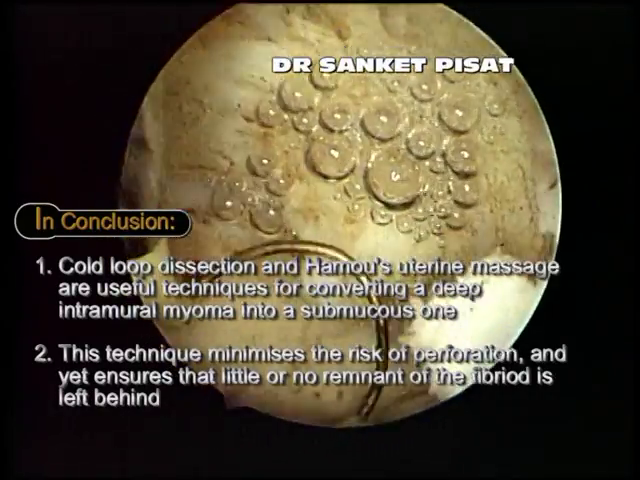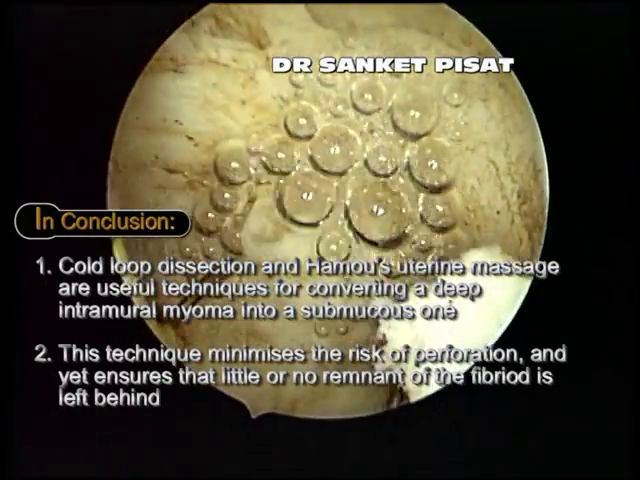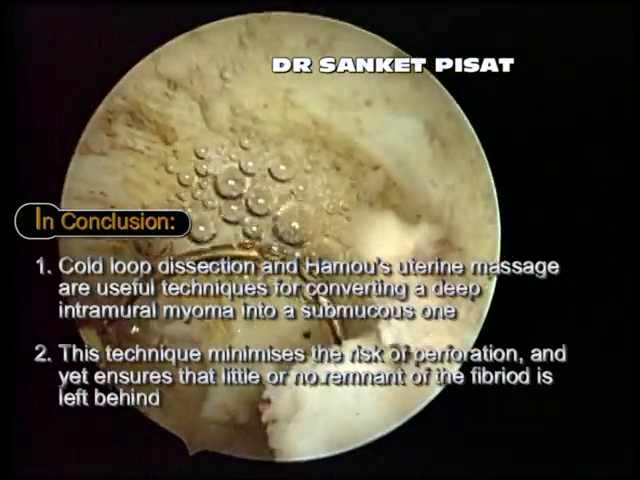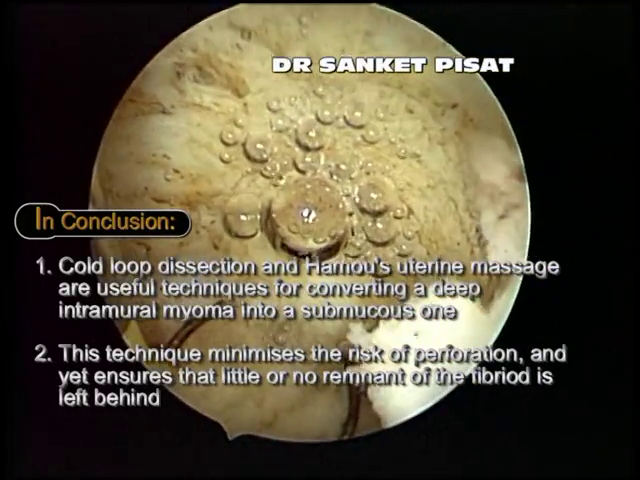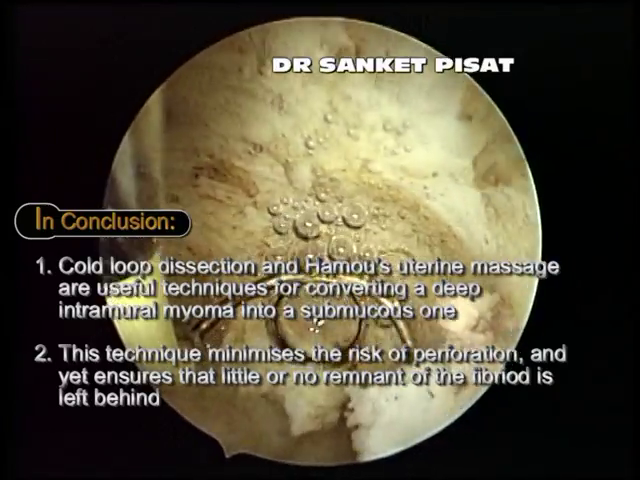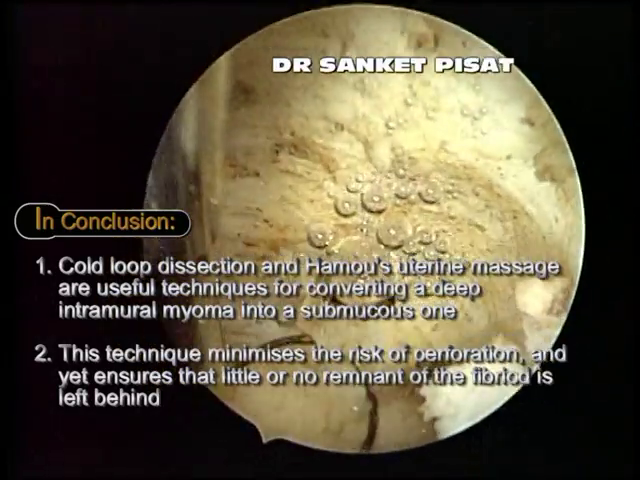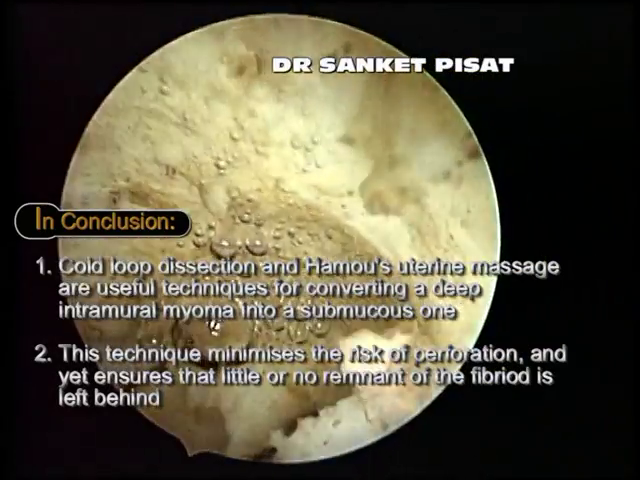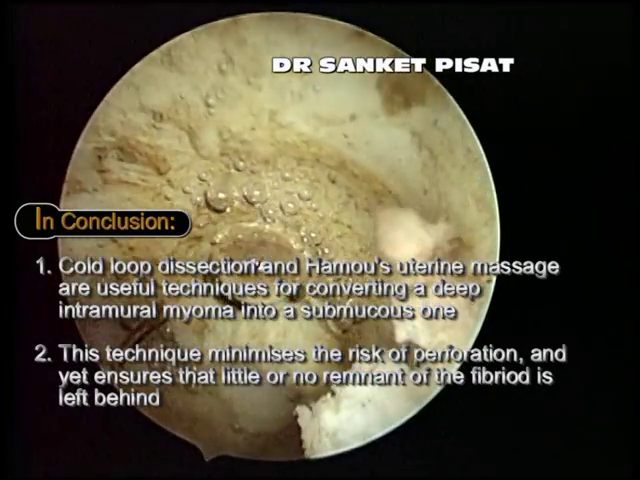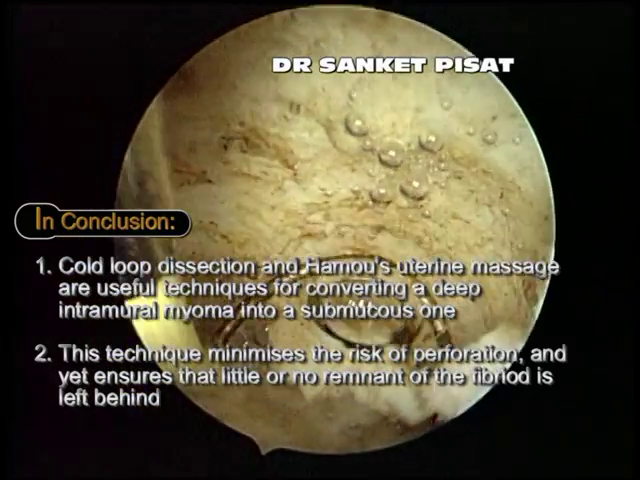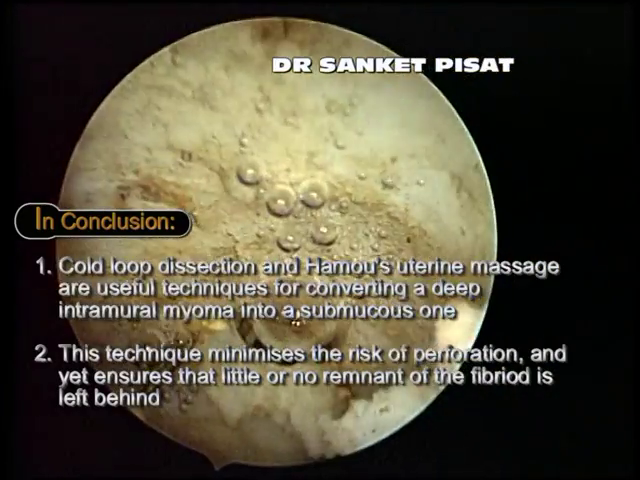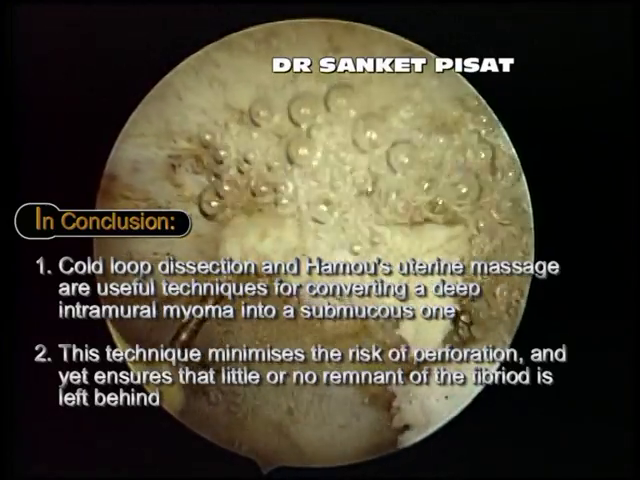In conclusion, cold loop dissection and Hamu's uterine massage are extremely useful techniques for converting a deep intramural myoma into a submucous one. This technique minimizes the risk of perforation and yet ensures that very little or no remnant of the fibroid is left behind, thereby ensuring a complete surgery. Using a combination of these techniques, the surgeon can convert a deep intramural myoma into a submucous myoma, thereby making resection easier, safer, and quicker.